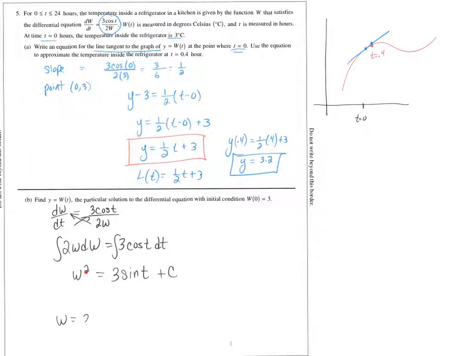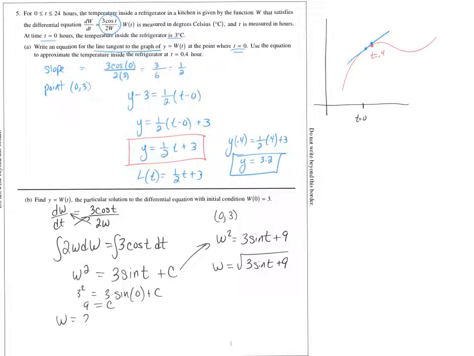But we could go ahead and plug in our initial condition now, and our initial condition, of course, is that when t is 0, w is 3. So 3 squared equals 3 times the sine of 0 plus c. So, of course, 9 equals c, because the sine of 0 is 0. So, going back to this equation, we can now write w squared equals 3 sine t plus 9. So, solving for w, we get the square root of 3 sine t plus 9.